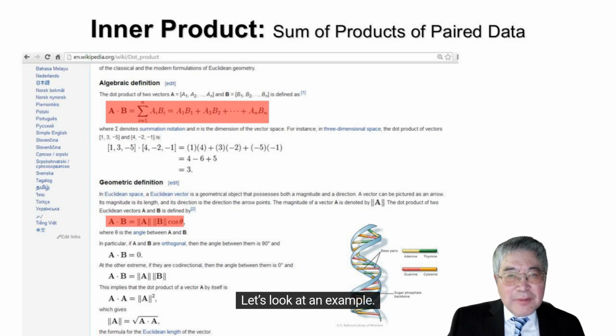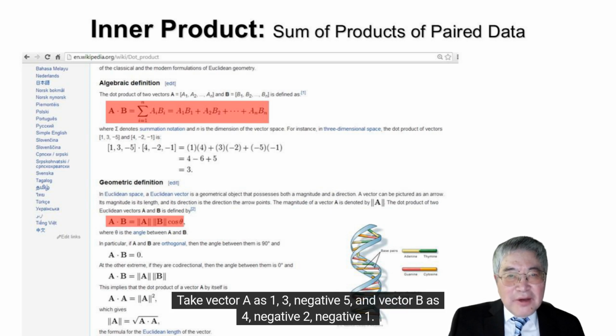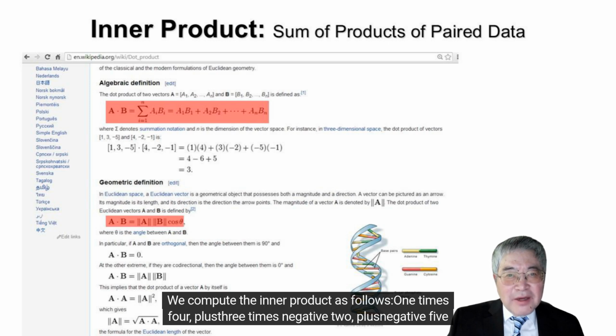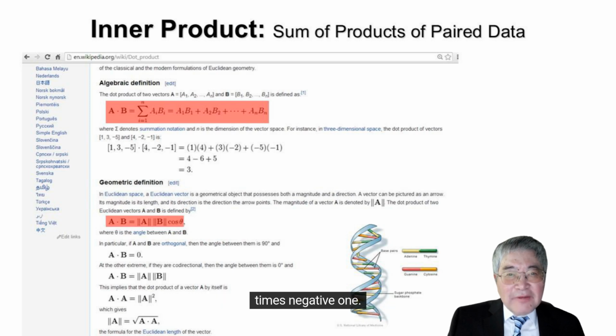Let's look at an example. Take vector A as 1, 3, negative 5, and vector B as 4, negative 2, negative 1. We compute the inner product as follows: 1 times 4 plus 3 times negative 2 plus negative 5 times negative 1. That gives us 4 minus 6 plus 5, which equals 3. Now why is this important?